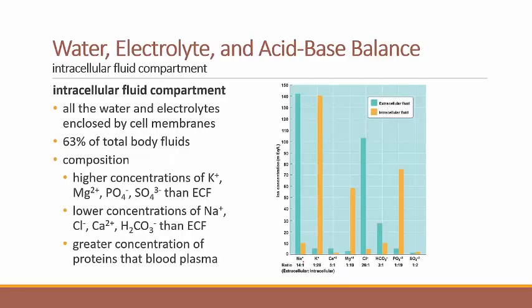If we look at the intracellular fluid compartment, then what we see is that it has a very different composition than extracellular fluids do. So ECF means extracellular fluids. So we have higher concentrations of potassium, magnesium ion, the phosphate ion, and the sulfate ion inside of cells than we do outside. Intracellular fluid has lower sodium, lower chloride, calcium, and bicarbonate ion than the extracellular fluid does.